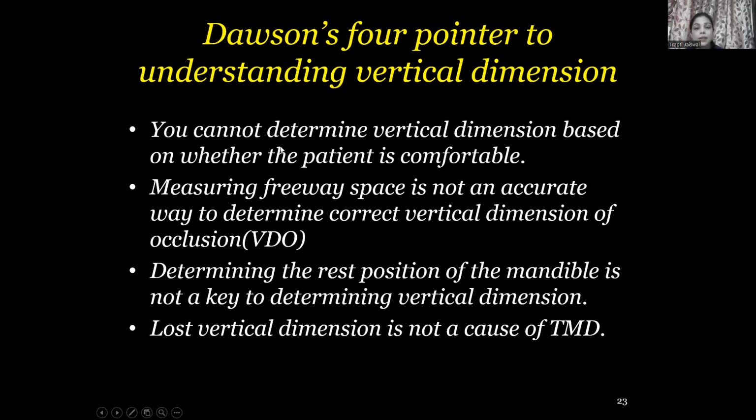You cannot determine the vertical dimension based on whether the patient is comfortable. Measuring freeway space is not an accurate way to determine the correct vertical dimension of occlusion. Determining the rest position of the mandible is not a key to determine the vertical dimension, and lost vertical dimension is not a cause of temporomandibular disorders. This was Dawson's 4-pointer given to understand the vertical dimension.